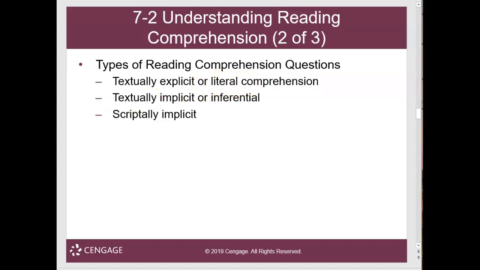Then we move to more textually implicit or inferential questions. This is a type of reading comprehension question that requires one to make inferences or conclusions based upon searching through the printed text for the answer. So the answer might not be specifically or explicitly printed out. Oh, on page 6, who is Pat the cat going to see?